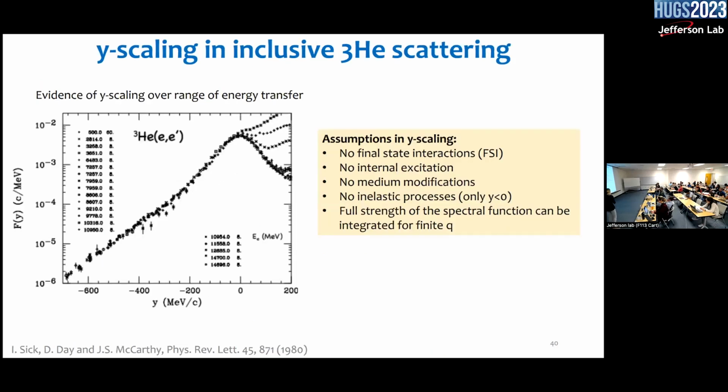Okay, so the evidence of y scaling is really, really nice because we have a range of energy transfer as shown here. The points are kind of hard to see because they all fall on top of each other because it's y scaling. When you start to get up to this other end, where y is greater than 0, then you start to get inelastic contributions and it starts to break down. But we should caveat that there are some assumptions built into this. So this doesn't account for final state interactions. We don't account for internal excitation of the nucleon. We don't talk about medium modifications. There are no inelastic processes. So of course, we're talking about y less than 0 here, which is where the scaling of the cross section holds.